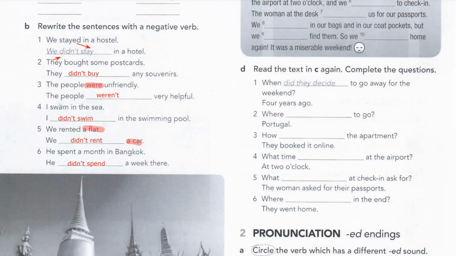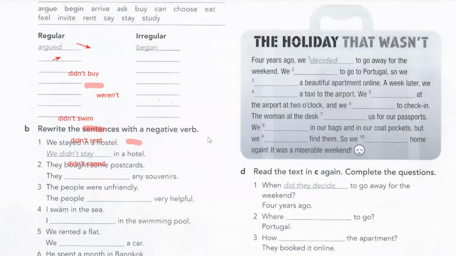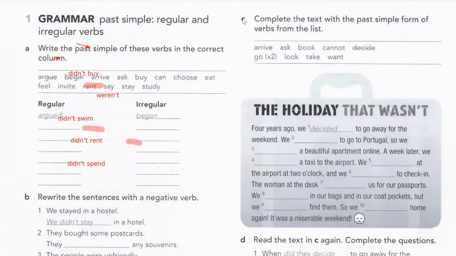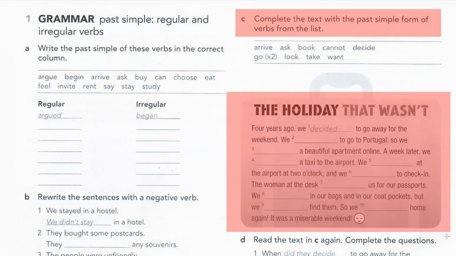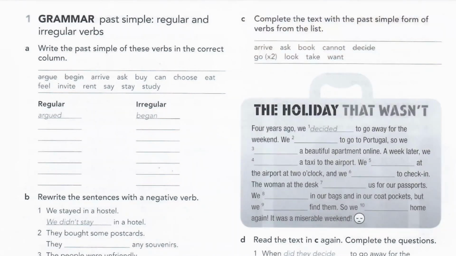Okay, so that's done. We're going to move to the C part. As you can see, it's asking us to complete the text, the holiday that wasn't, with the past simple form of the given verbs. Here are the verbs given: arrive, ask, book, can't, decide, go, look, take, want. We're going to work on them now.